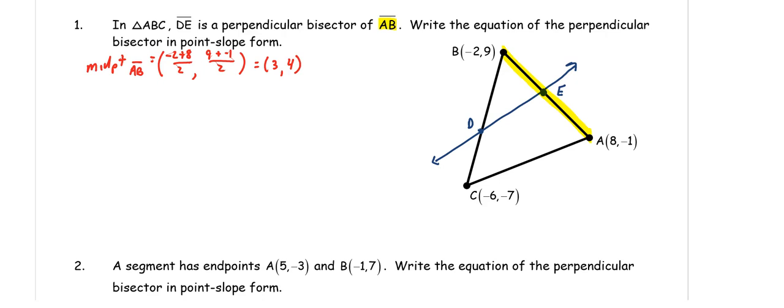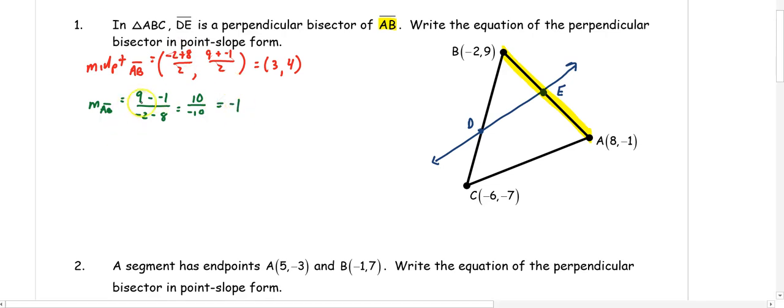We also need the slope, and remember, since it's a perpendicular bisector, we're first going to find the slope of AB. So y2 minus y1 over x2 minus x1. In this case, we get 10 over negative 10, which means our slope is negative 1. Now, we need the perpendicular slope, which is the opposite reciprocal. The opposite reciprocal of negative 1 is positive 1. So we're going to use that point and the perpendicular slope to write our equation: y minus 4 equals 1 times x minus 3.